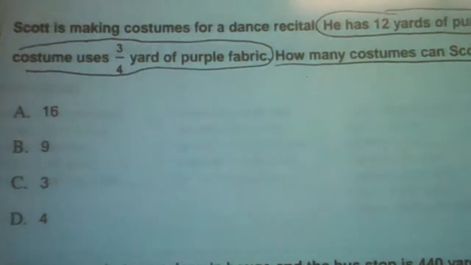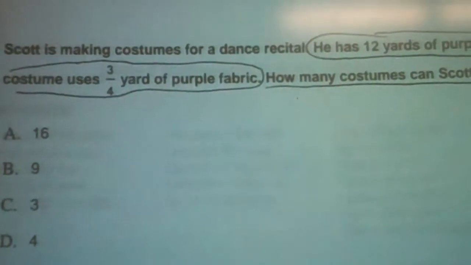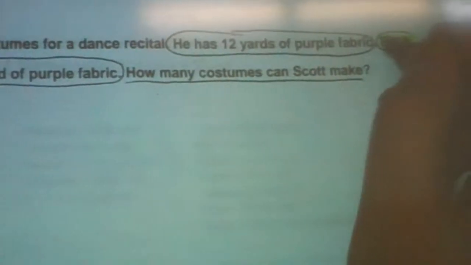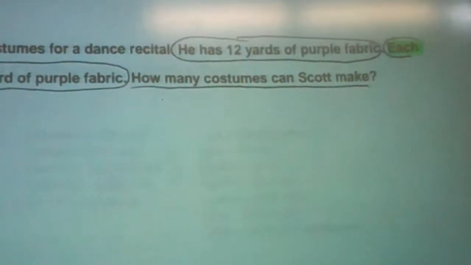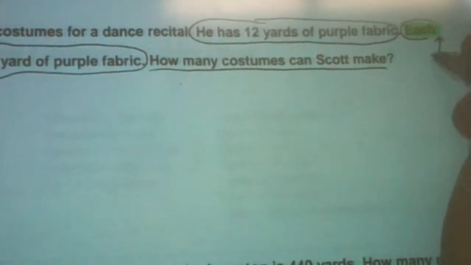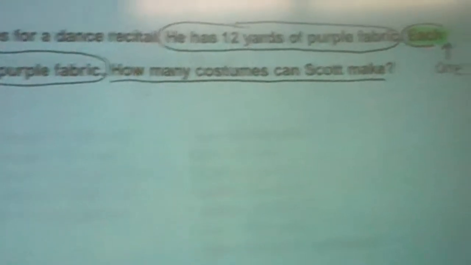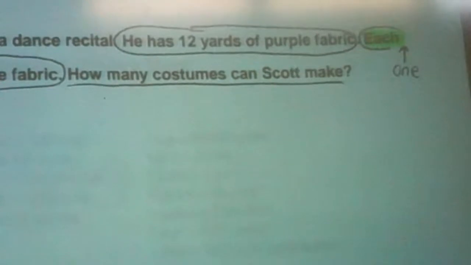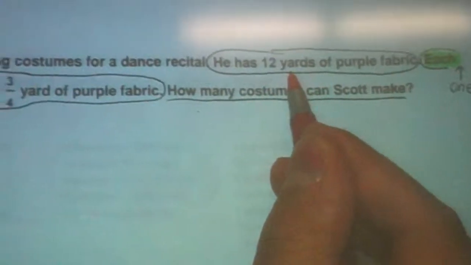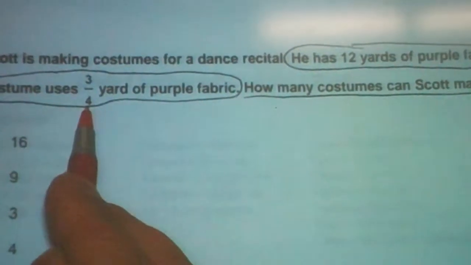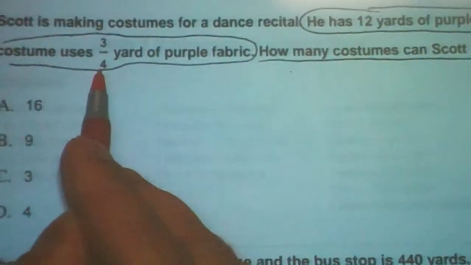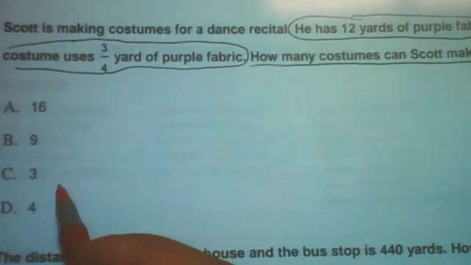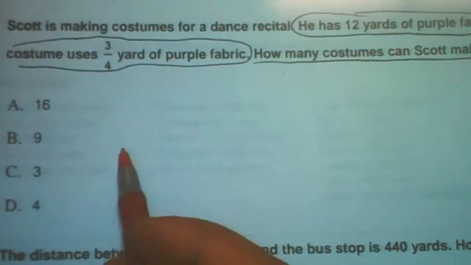Now, once again, you could argue that for this problem, you see the word each, and therefore you could pause here and make a ratio table. However, I'm going to solve this problem noticing that both the 12 and the 3/4 have the same unit. Go ahead and call out what that unit is. If you said yards, you'd be correct.